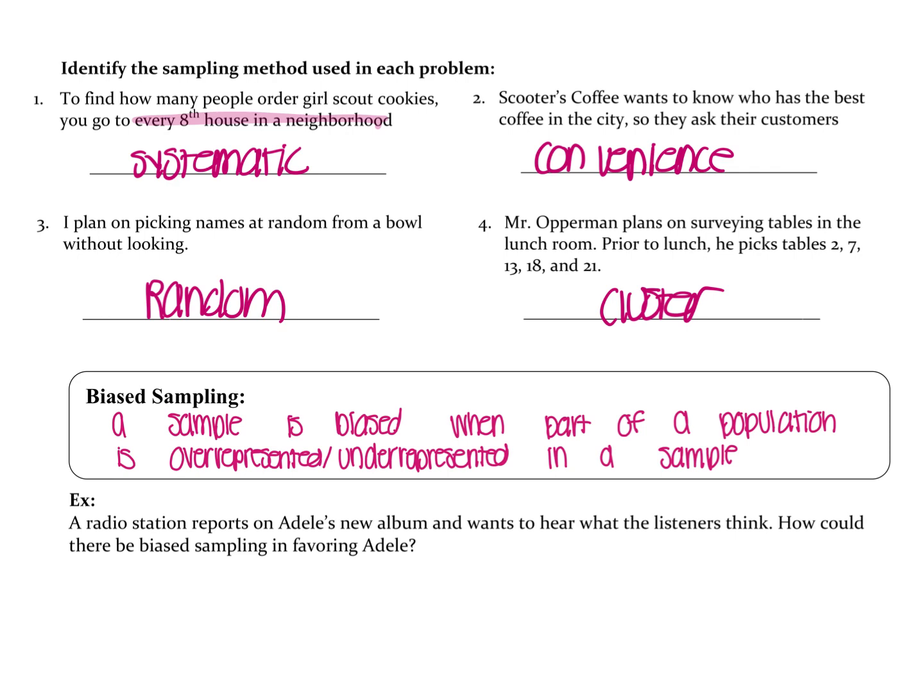An even better example is if we go back up to number 2, this example right here. So Scooter's Coffee wants to know who has the best coffee in the city, so they ask their customers. That would be a biased sampling because the people that go to Scooter's are probably more likely to say that Scooter's has better coffee than some other place in the city.